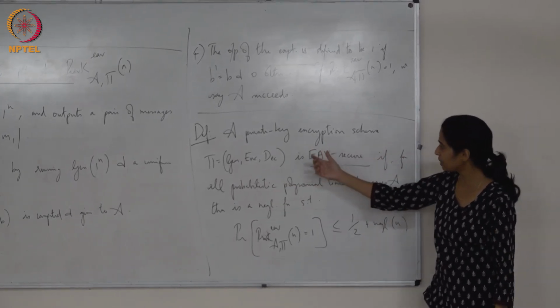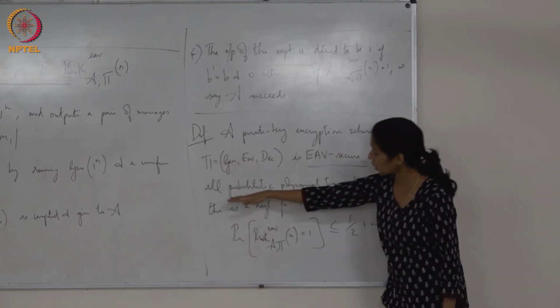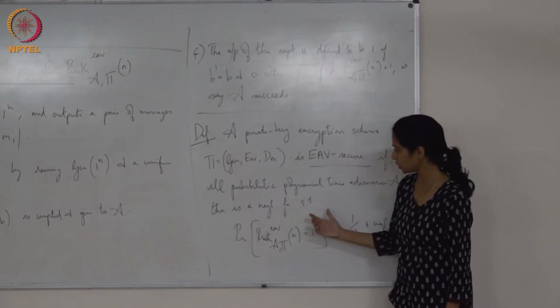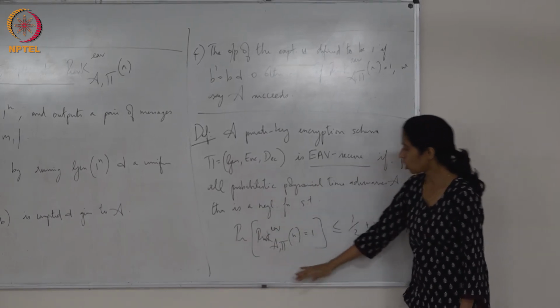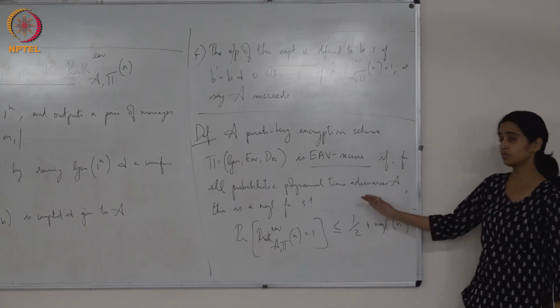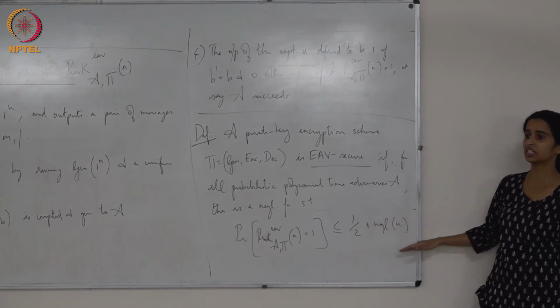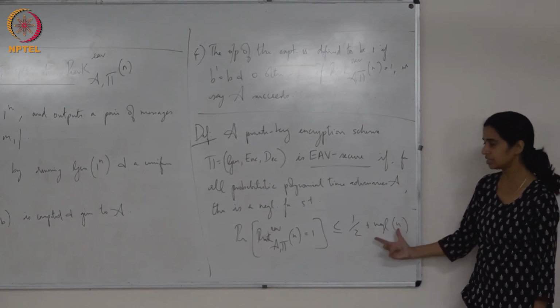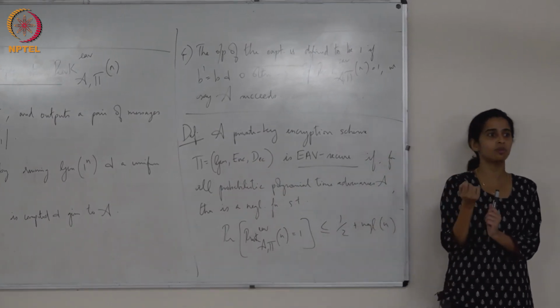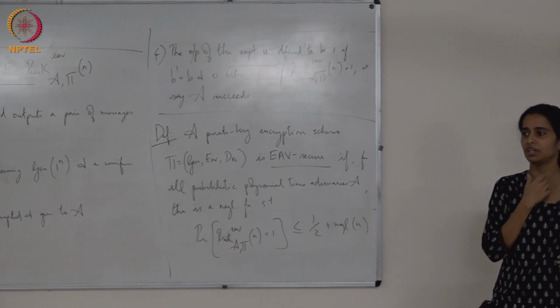So a scheme pi is EAV secure if for all probabilistic polynomial time adversaries A, there is a negligible function such that the probability with which the adversary A succeeds in this experiment is at most half plus that negligible function. This is the other relaxation that is coming in, where we are allowing the adversary some small probability of success that we can live with.